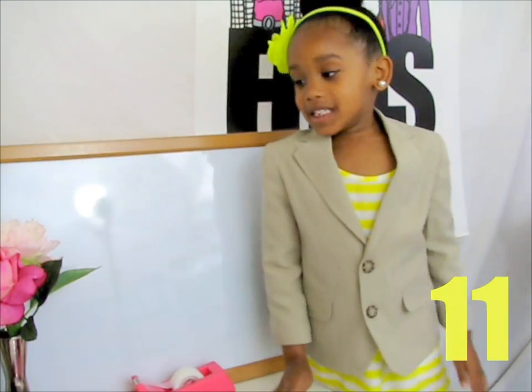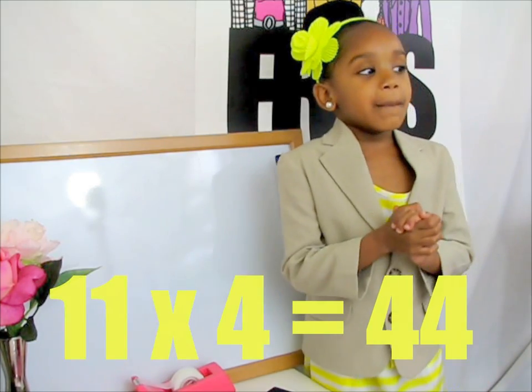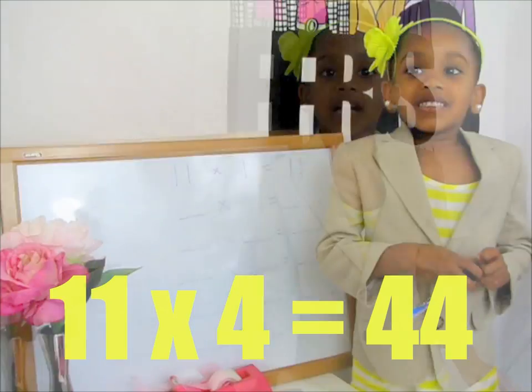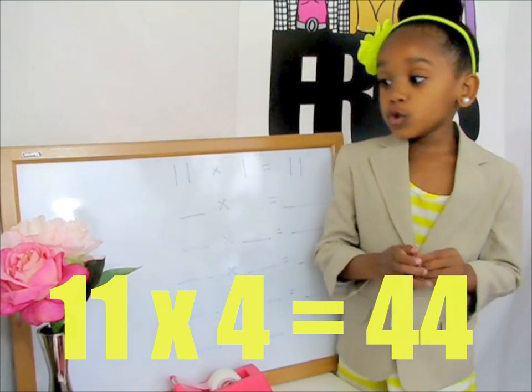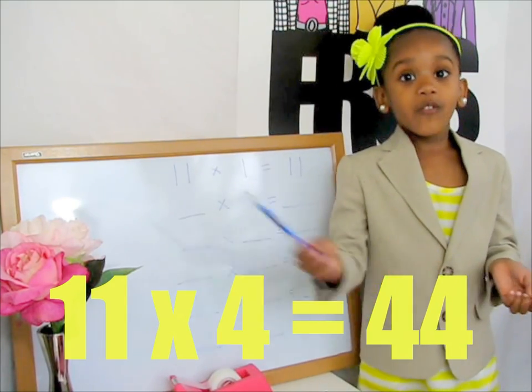Now let me tell you the rules of 11. The rule of 11, it has 2 ones, so it's a double number. Whatever number you multiply by 11, it's always gonna be 2 numbers. For example, 11 times 4 equals 44. The 11 has 2 ones, so you just double the 4. So it will equal 44.